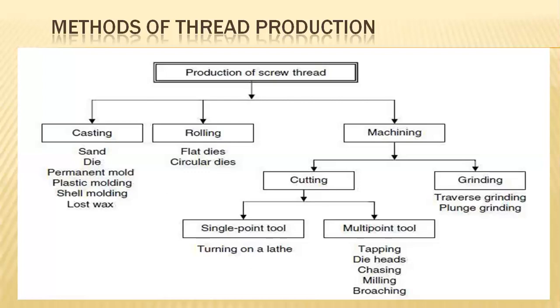In the casting process, we have sand, die, permanent mold, plastic molding, shell molding, and lost wax. These are used to make impressions, and the molten metal is poured into the mold so that the threading is obtained. In the case of the rolling process, flat dies and circular dies are used for making these threads.